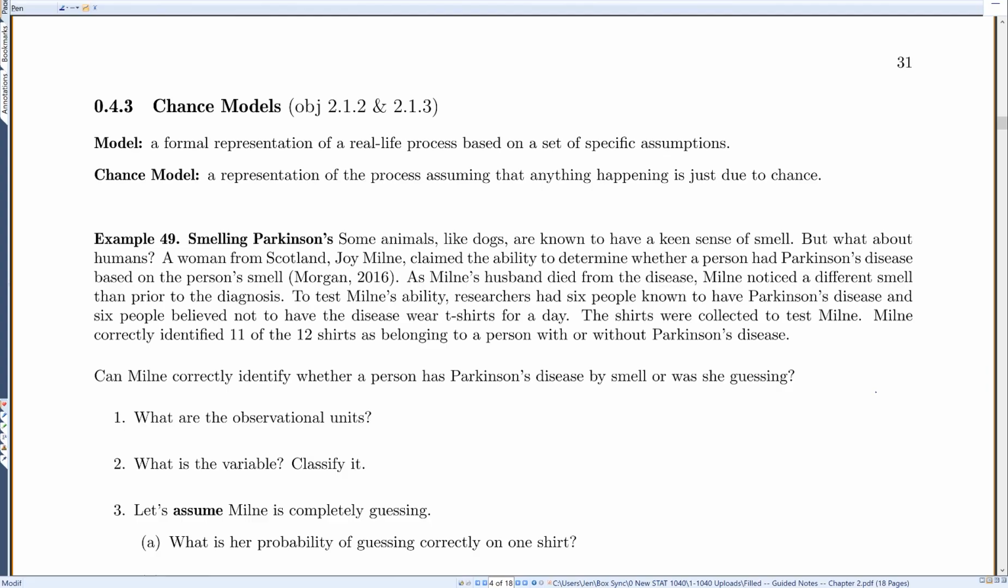Let's see, so chance models, officially. A model is a formal representation of a real-life process based on a set of specific assumptions. We've been doing this in all of our simulations, we're just giving official names. So a chance model is, we're just going to say, let's represent this process, assuming anything happening is just chance. Okay, and it makes more sense to just see it in examples.